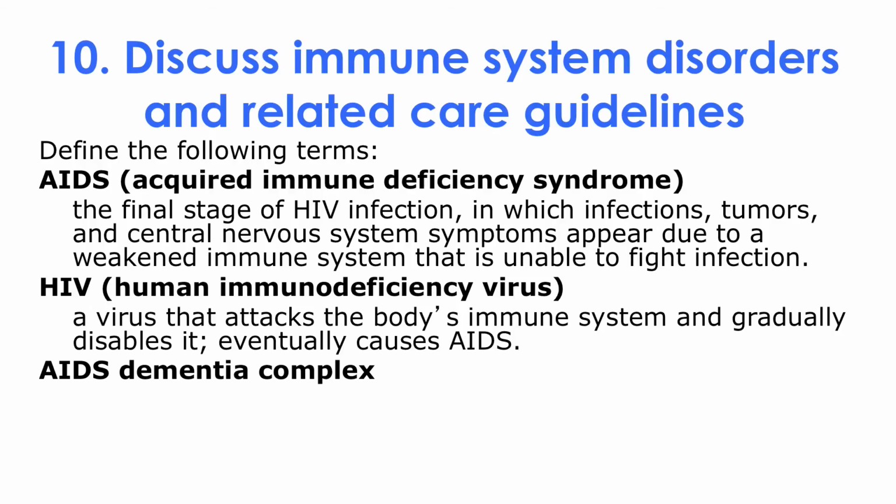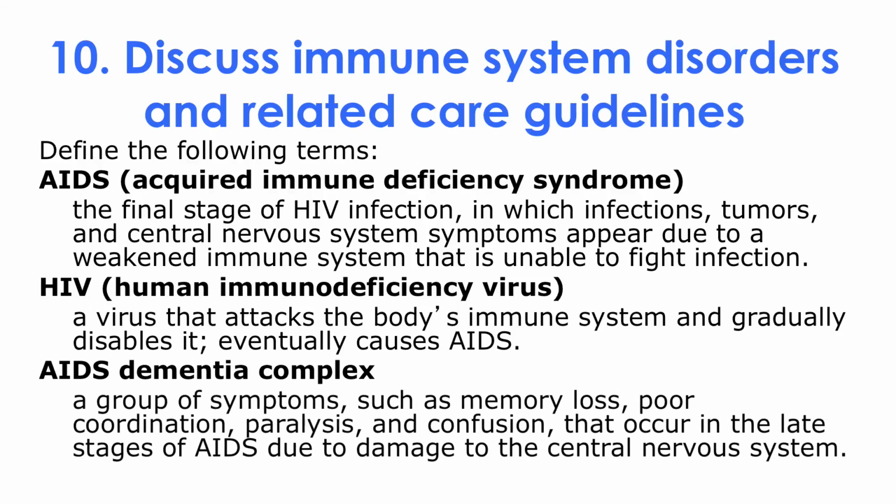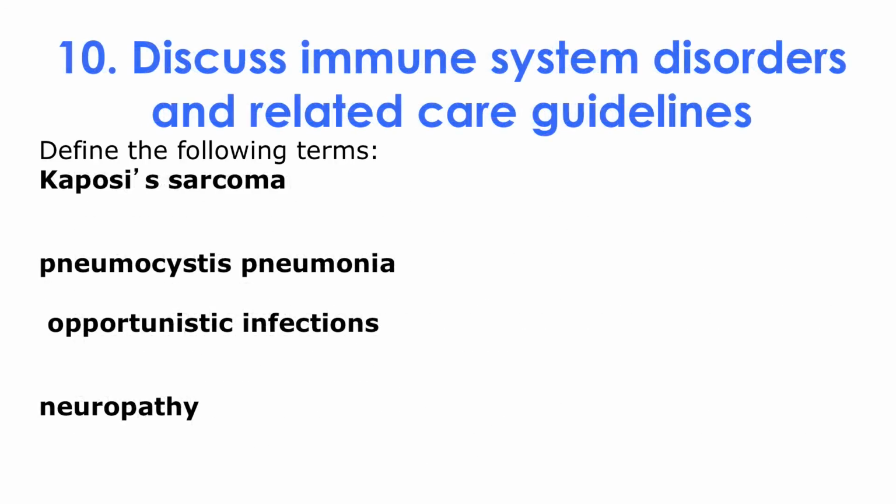But if somebody has AIDS, that means they have the HIV virus. So let's talk about the AIDS dementia complex. It's that group of symptoms such as memory loss, poor coordination, paralysis, and confusion that occurs later in the stages of AIDS due to damage in the central nervous system.